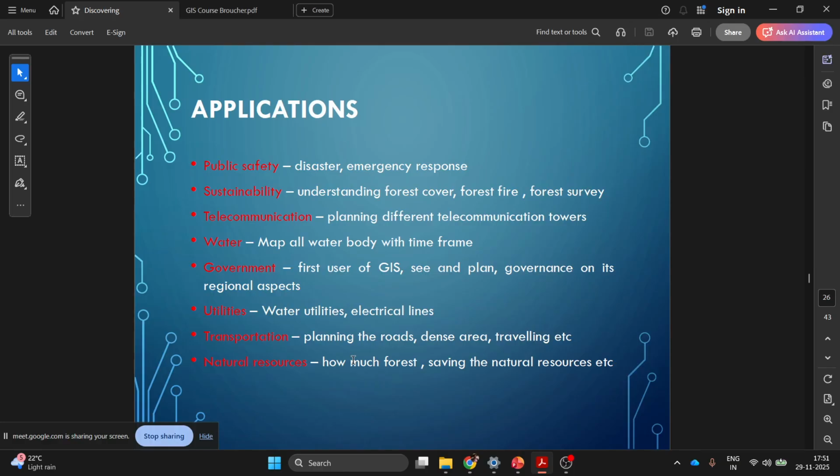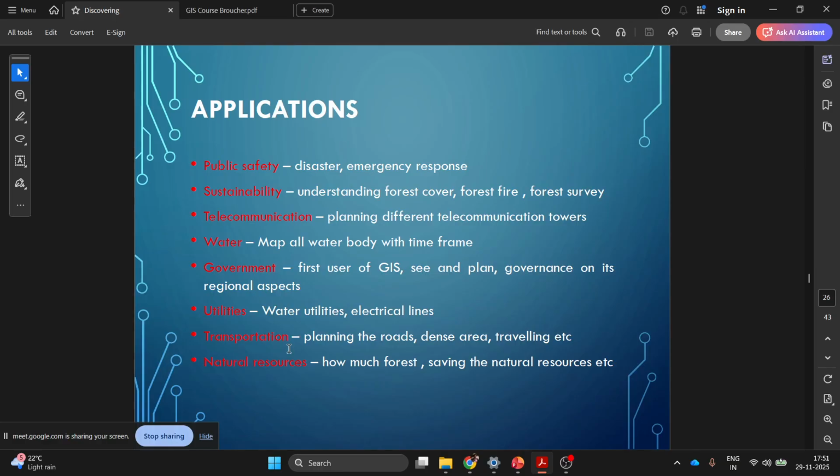And also government bodies are using GIS, and we can say that they are the first users of GIS, planning and governance on regional aspects. And also utilities, for example, planning of water utilities and electrical lines can be solved using GIS. And transportation problems, for example, if I'm paving a road, how to connect different cities and different places can also be solved using a GIS software system.